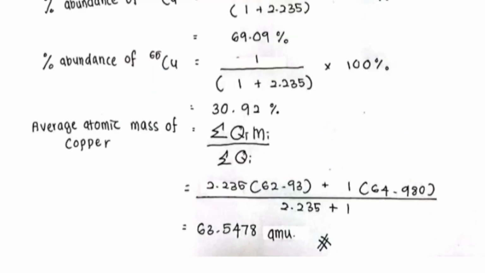Next, the question asks for the average atomic mass of copper, which means we need to use this formula, where Q stands for the relative abundance and M stands for the isotopic mass. The isotopic masses were given, which are 62.93 AMU and 64.9280 AMU. So we just need to substitute the information given into the formula, and you will get the average atomic mass of copper equal to 63.5478 AMU. This is the final answer.